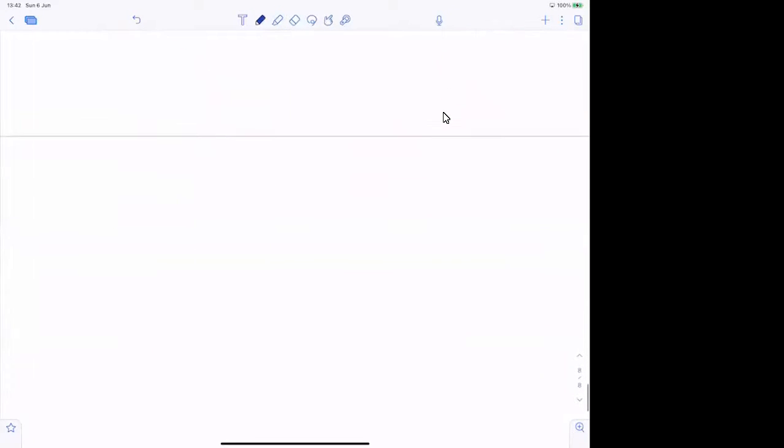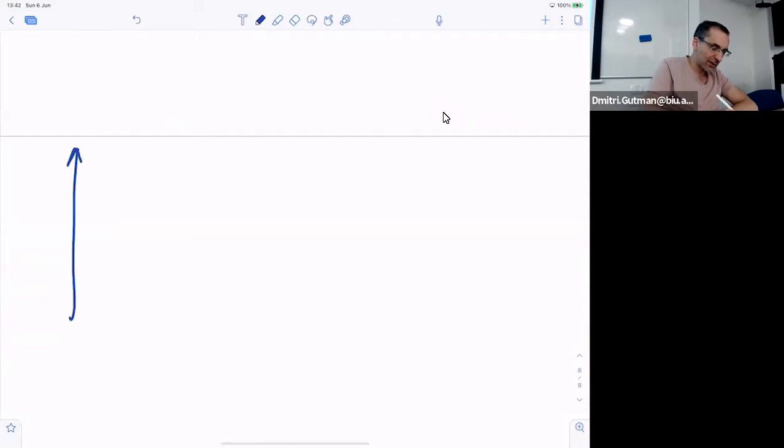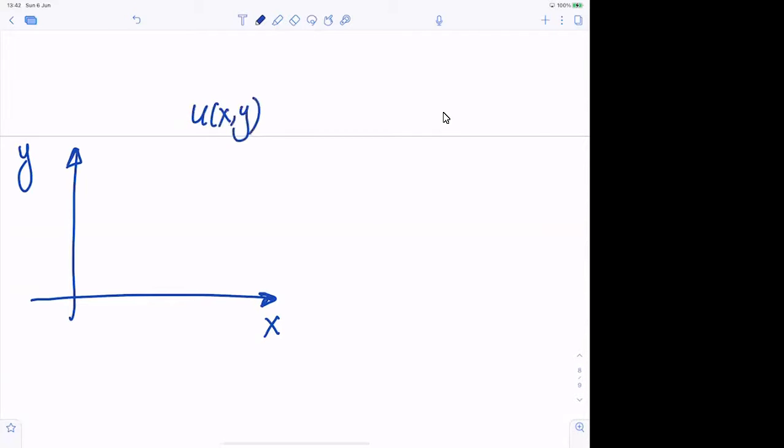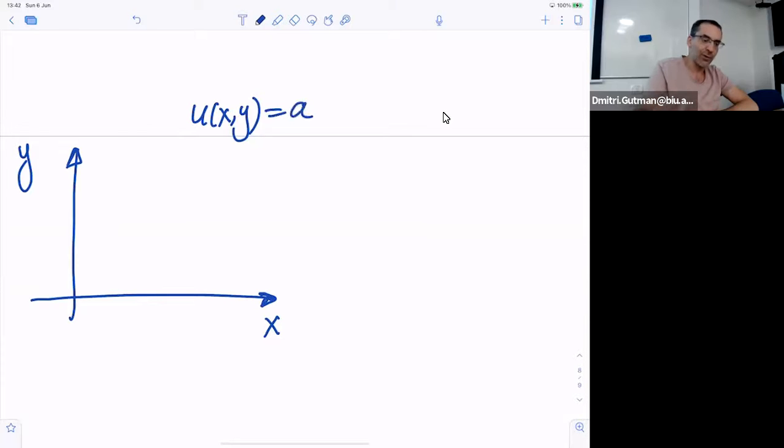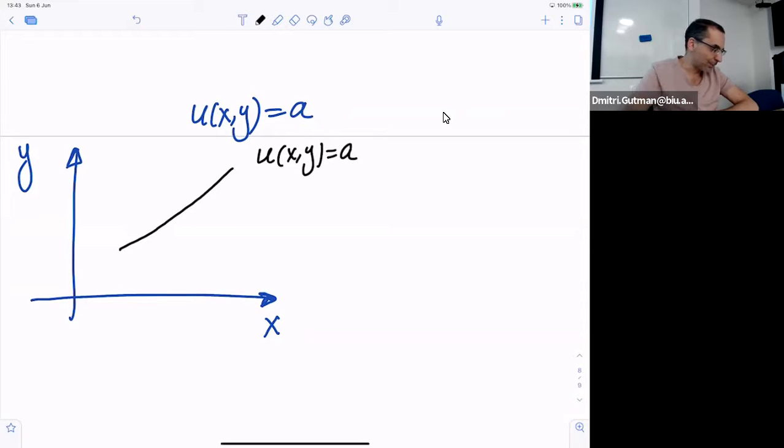So let us consider the X and Y plane, and let us consider a level line of a function U of X and Y. Let's just say that this function is equal to a constant A on its level line. So what does it mean? There is some curve. Let's make it a black curve. So there's a curve U of X, Y equal to A, and it's a black line on the XY plane.